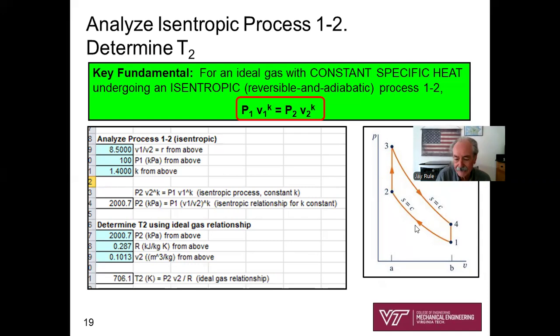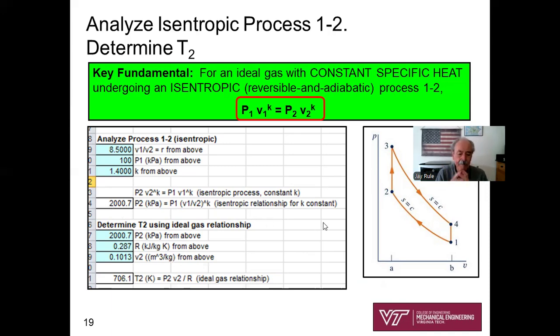We've got an ideal gas, constant specific heat. So we will write down in our solution P1V1 to the K equals P2V2 to the K. So we've got V1 over V2, we've got K, we've got P1. So I'm going to solve for P2 and then see where I go from there. So sure enough, P2 is 2,000 kPa.